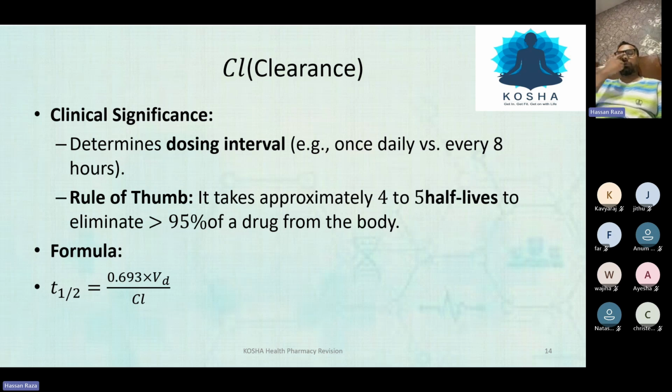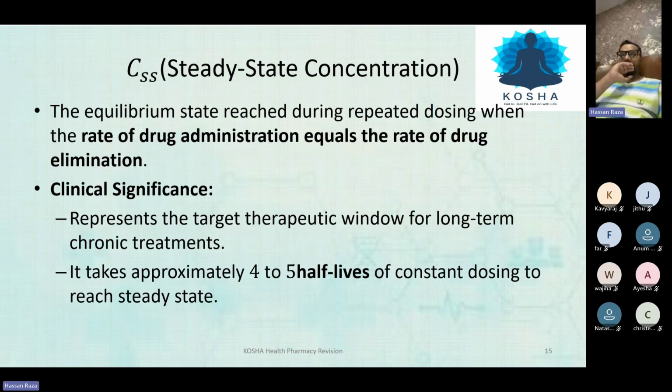And this is the formula of half life, which you have to memorize because we have to do certain calculations. Though I have written the same formulas before the numericals as well, we have to memorize this: half life is equal to 0.693 multiplied by volume of distribution divided by clearance. And then this is steady state concentration.